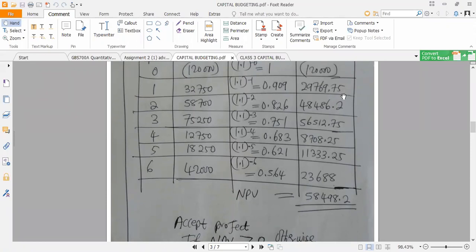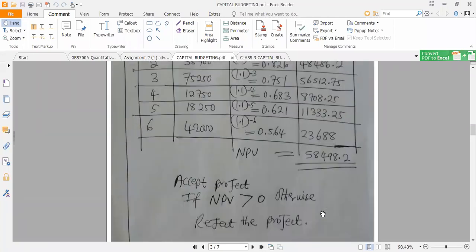29,769.75, then plus 48,486.2, 56,512.75, 8,708.25, 11,333.25, 23,688. All these positive ones, we add them and subtract the 120,000, then we are getting NPV of 58,498.2. So in this case, if the NPV is greater than 0, you accept the project. Otherwise, if less than 0, you reject the project.